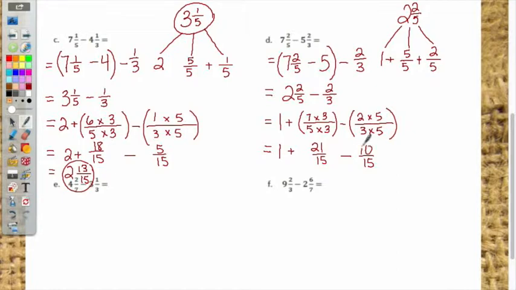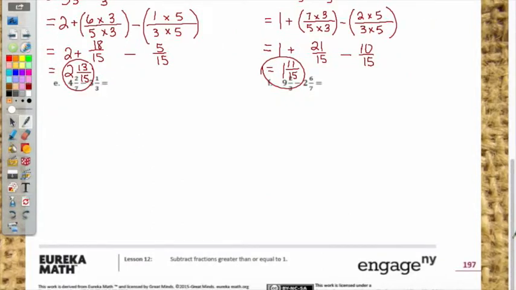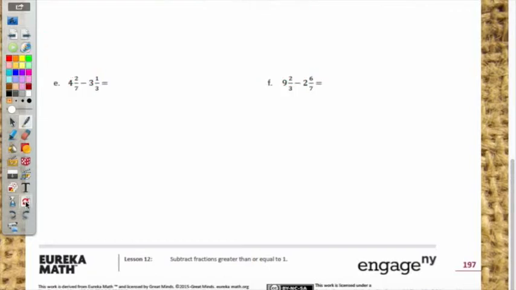2 times 5 is 10. So my answer is 1 and 11/15. Okay, let's take a look at the last two. These are similar to ones we've already done.